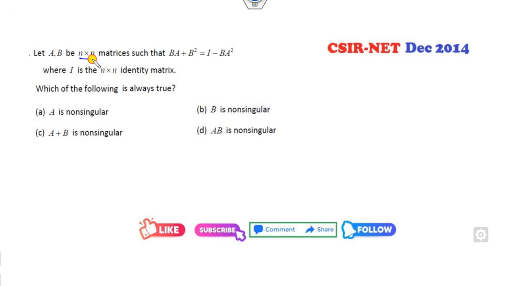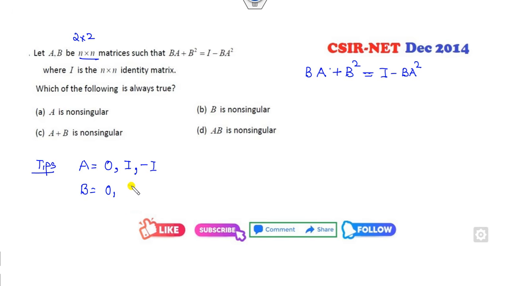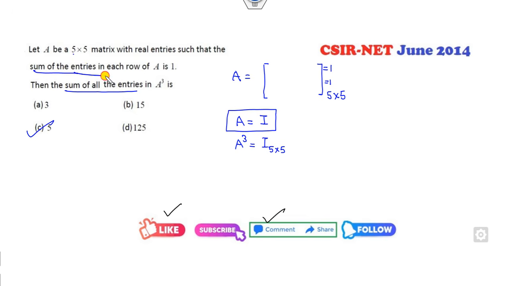Okay, A is my n cross n matrix. So I can choose A and B as 2 cross 2 matrices such that BA plus B square is I minus BA square. Always remember, whenever you have some matrix and some relation is given to you, you should choose the matrix as 0, I, or minus I. Similarly, you can choose 0, I, minus I, always. Like this, a matrix is given, some condition is given to you, I can choose and start from I.